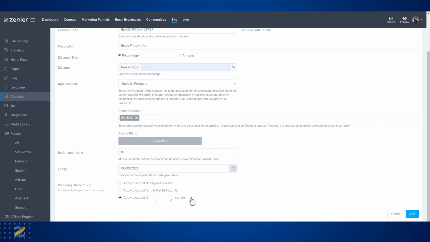So by using these options, you have full control over the discounts you apply to your user.